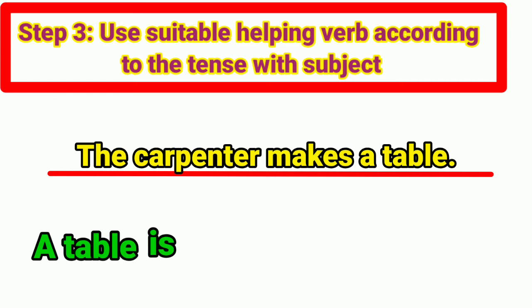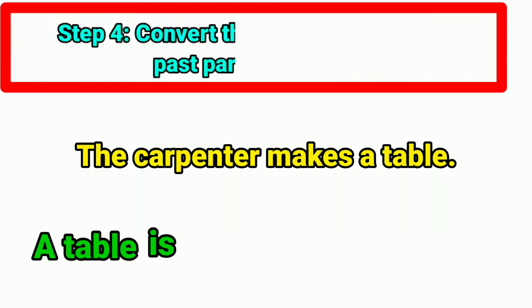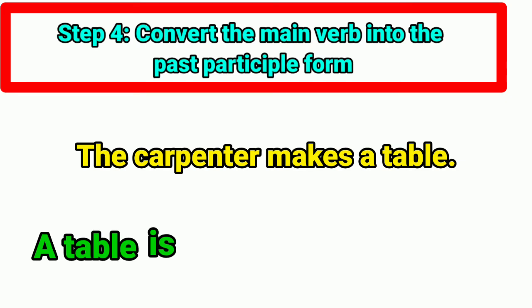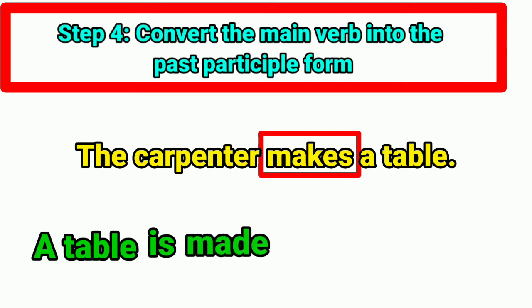Now the fourth step, convert the main verb into the past participle form. So here in this sentence, the main verb is make and the past participle form of make is made. So after writing the helping verb, we'll write the past participle form of make, that is made. So here the sentence is a table is made.